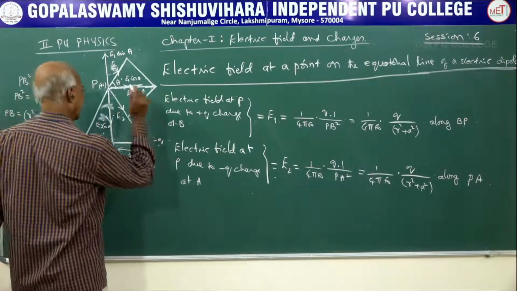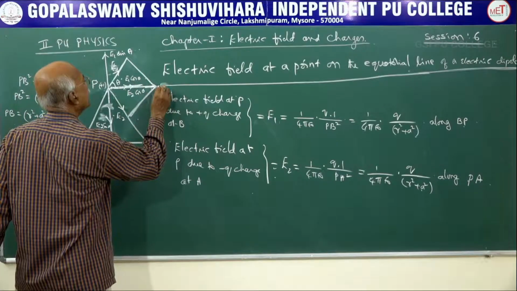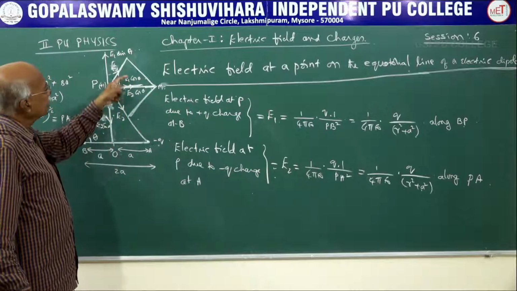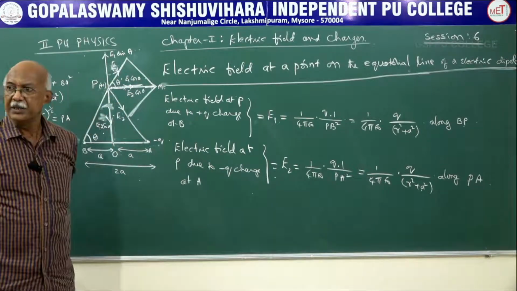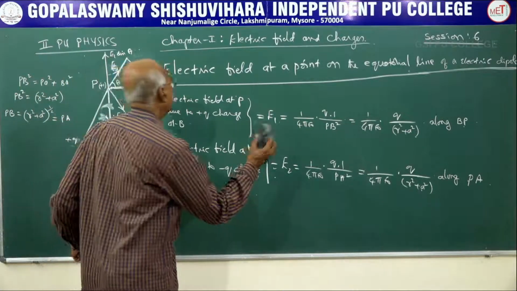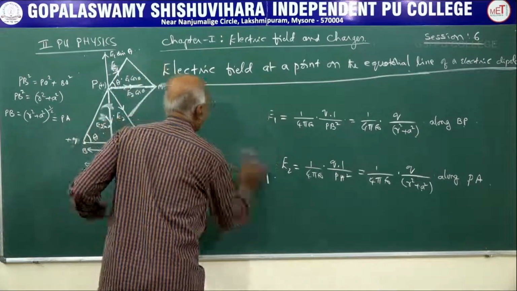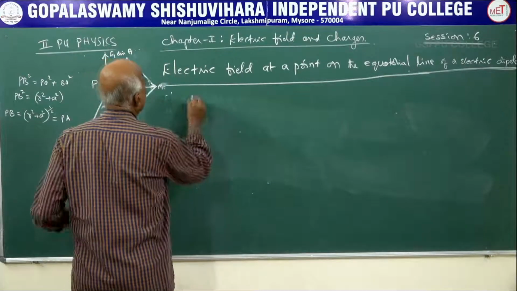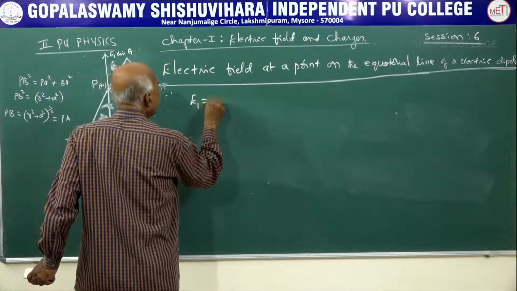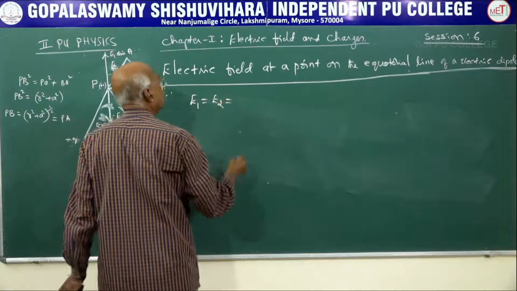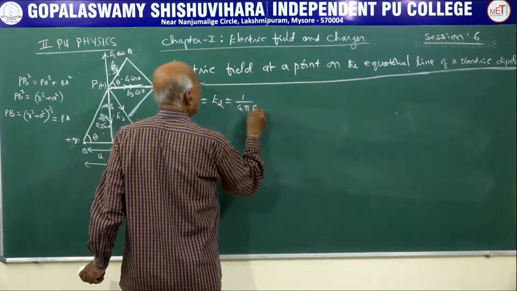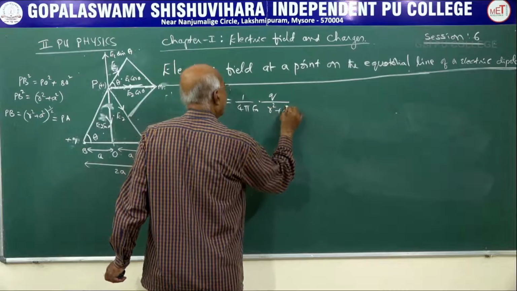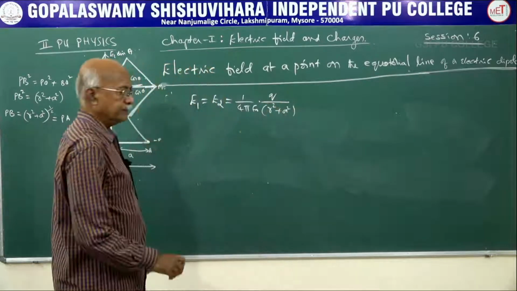If you call this point M, then the value of the resultant will be equal to the sum of the forces E1 and E2. Now we will make use of this result and write once again. The result we have got here is E1 is equal to E2, which is equal to 1 over 4 pi epsilon naught into Q divided by R square plus A square. That is the result we have got.